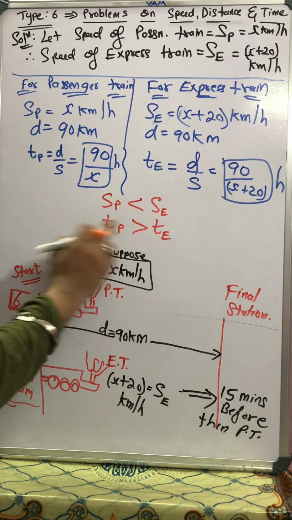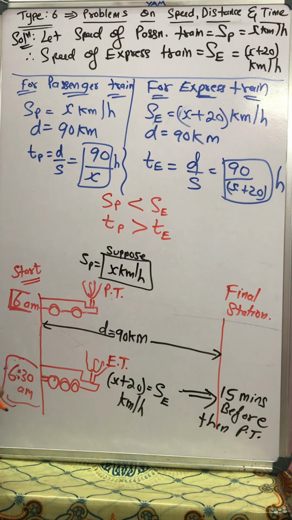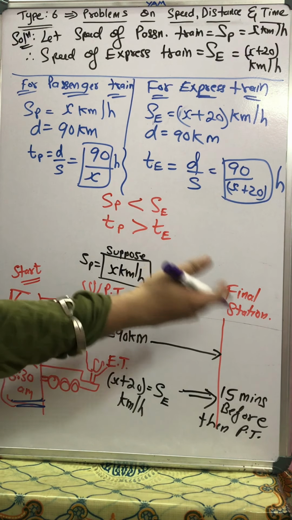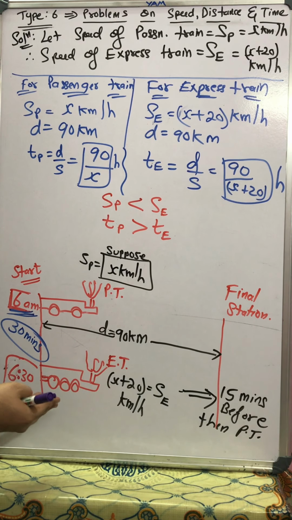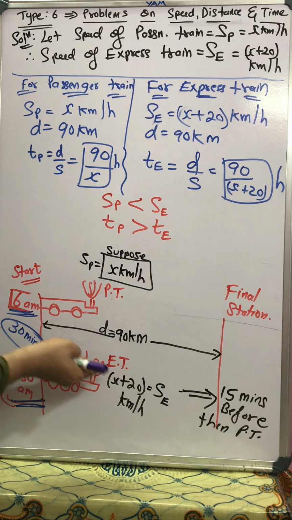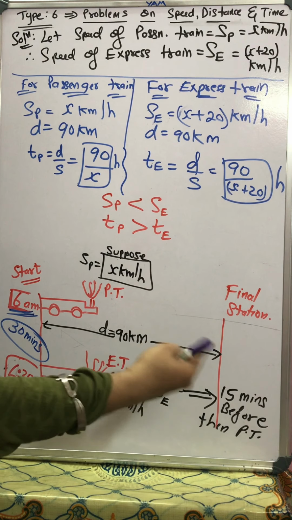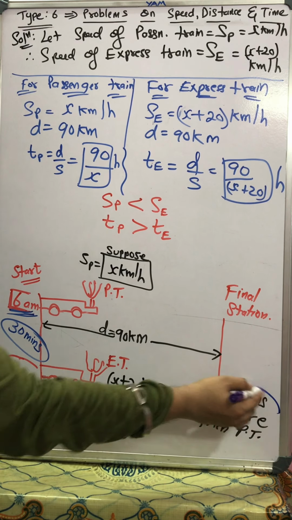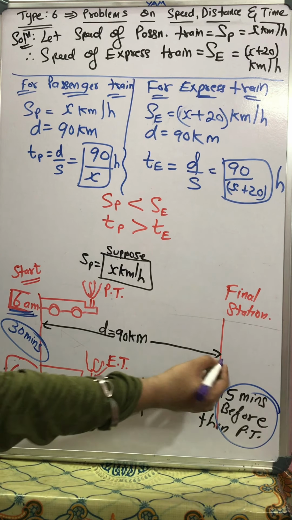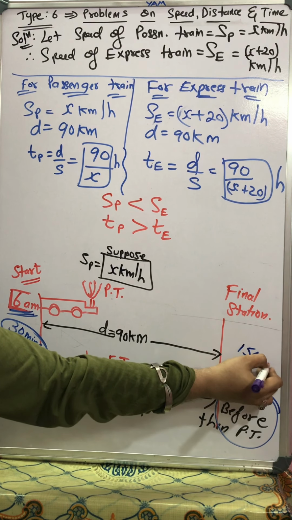So what's the difference? Kitna gap hai? What's the difference between the time taken? All of you please see here on the board. It's very important. Passenger train left the station at 6 a.m. Express train left the station at 6:30 a.m. At the start we have the gap of 30 minutes. And at the end, on the contrary, express train started late, but then too express train is reaching the destination 15 minutes early. So at the end, I have a gap of 15 minutes.